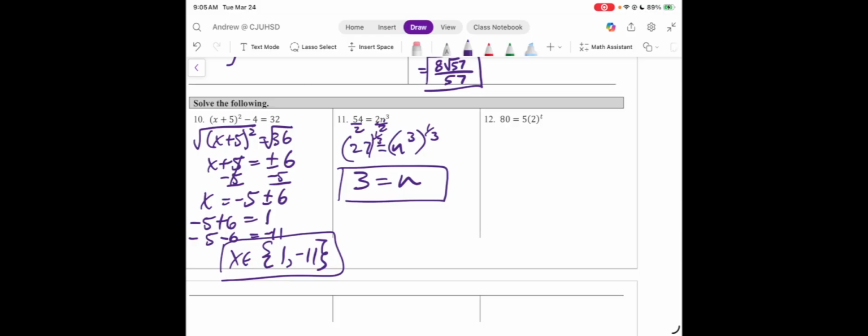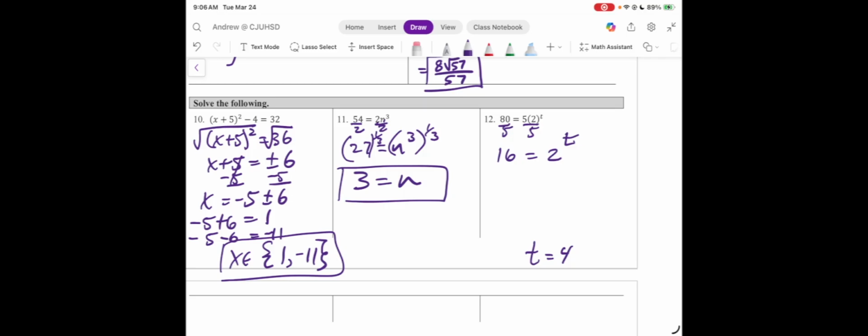And number 12, we're going to take divided by 5. 80 divided by 5, 16 is 2 to the t. Now, you could just guess the answer here, right? Because 2 to the 4th is 16. So there's your answer.